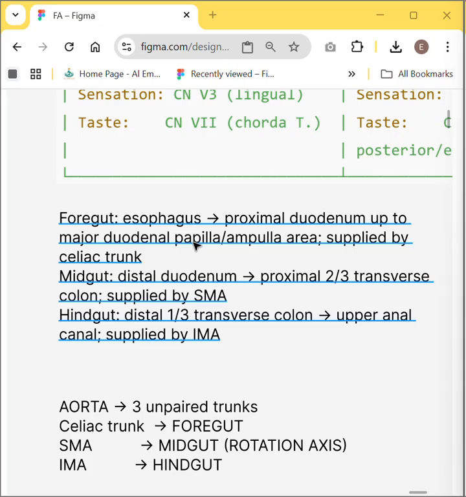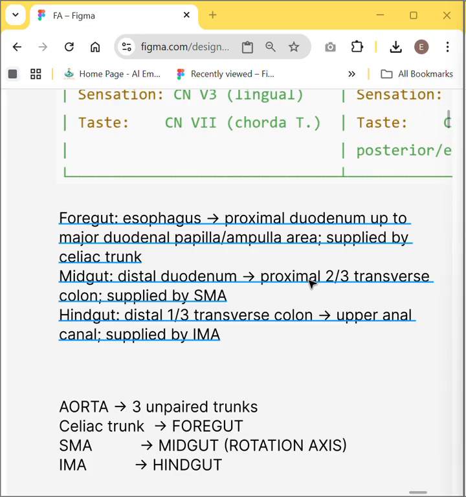Now you have something called the midgut. The midgut starts after the duodenal papilla, where the foregut ended. So after this, the distal duodenum, all the way up to the proximal two-third of the transverse colon. The colon also has four parts that we'll see later on: the proximal colon, the transverse colon, the distal colon, the sigmoid colon, and so on. We know that the distal duodenum till the proximal two-third of the transverse colon is supplied by the superior mesenteric artery.